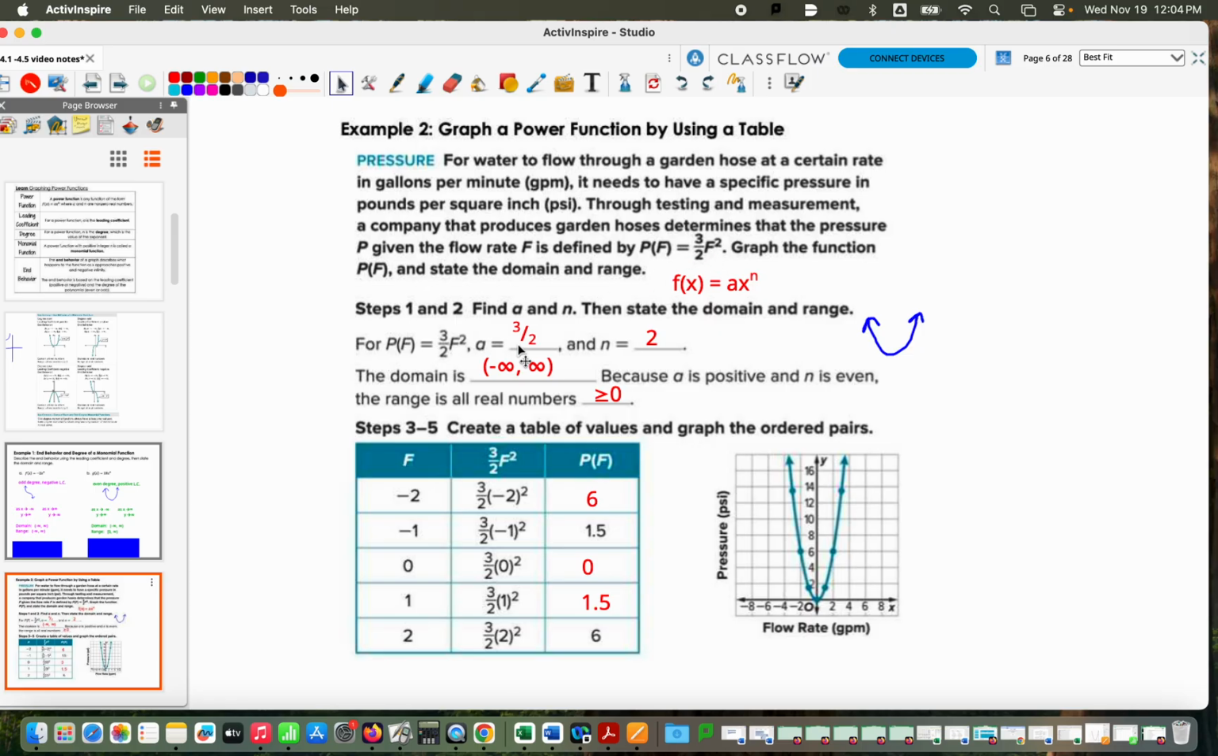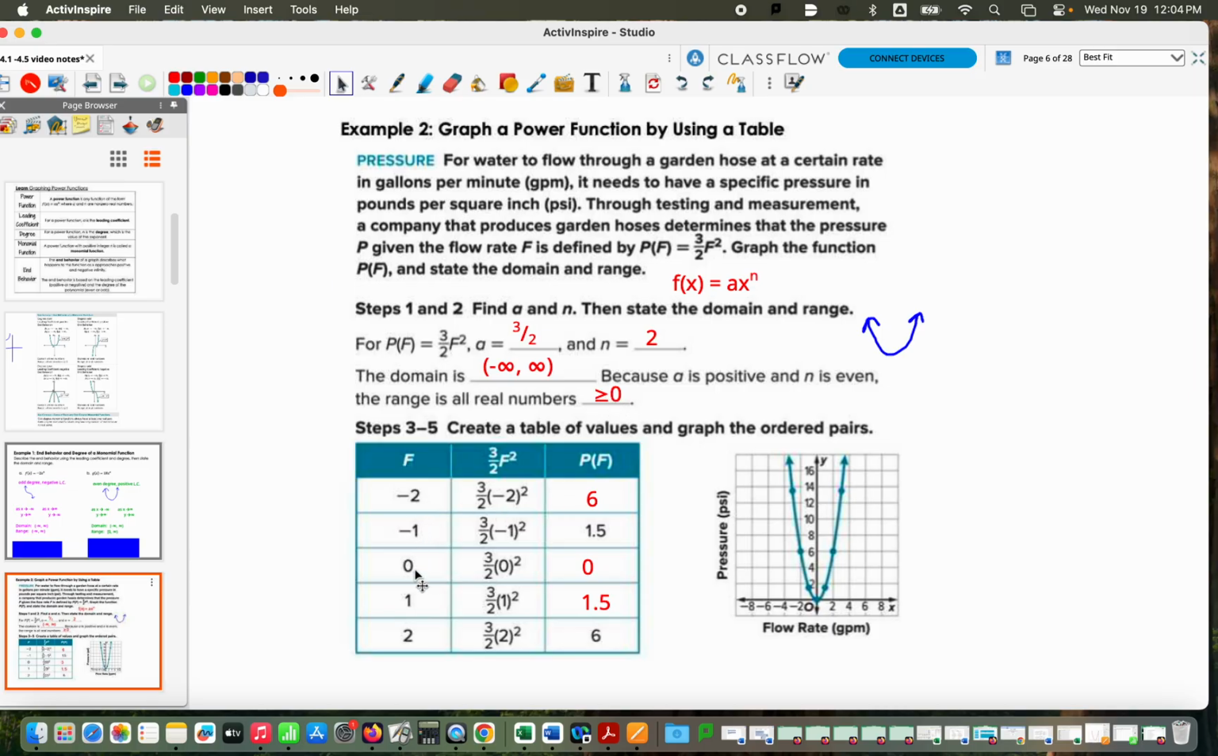Our a value, which is our leading coefficient, is 3 over 2, and the power is 2. Our domain, therefore, would have to be negative infinity to infinity, and our range would be everything bigger than 0 because a is positive and n is even. So we've got it even and positive like we just saw. So both ends are going to go up forever. Domain is negative infinity to infinity for everything that we're seeing so far, unless we come across a restriction with a real world problem. And here the range would be everything greater than or equal to 0.